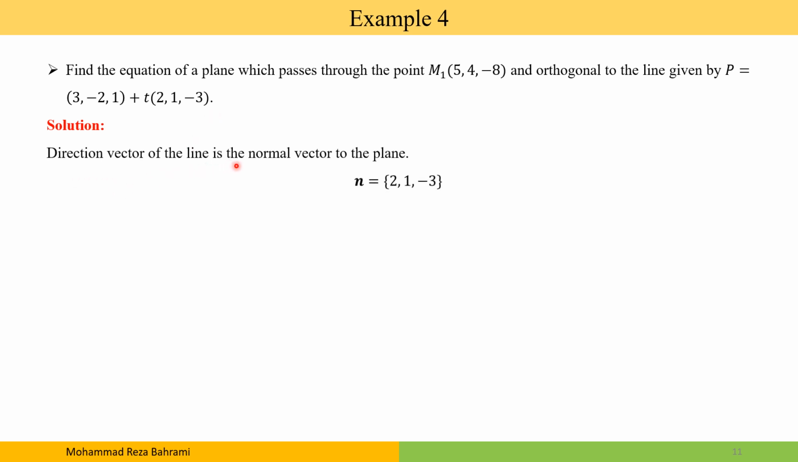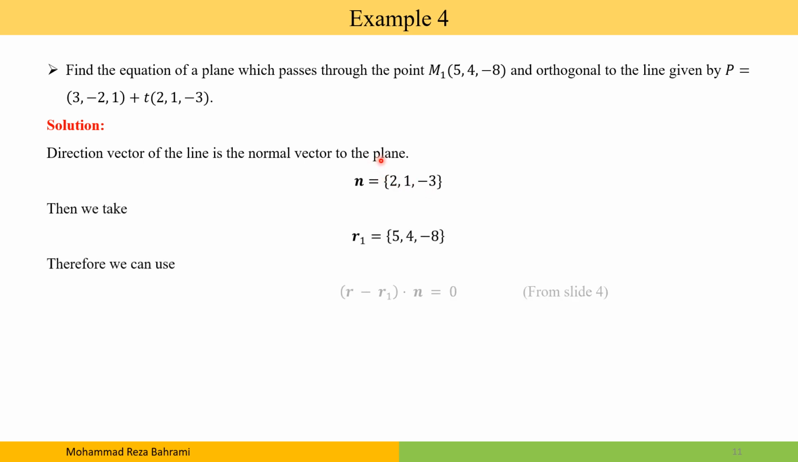The direction vector of the line is the normal vector to the plane, because here we want to find the equation of the plane that is orthogonal to the line P. So the direction vector of P is our normal vector. Here the direction vector of the line, as you remember, is this one. We have a parameter, and after that we have the direction vector. So this direction vector is a normal vector to the plane, which is 2, 1, minus 3.